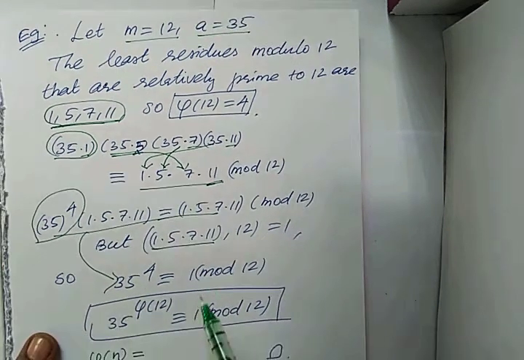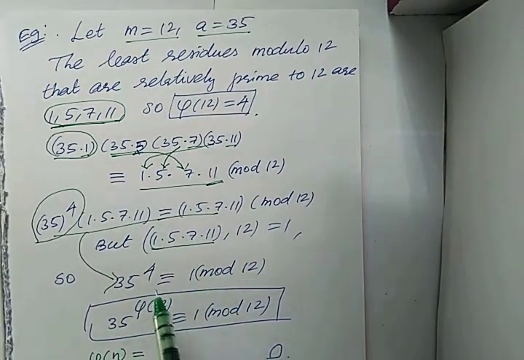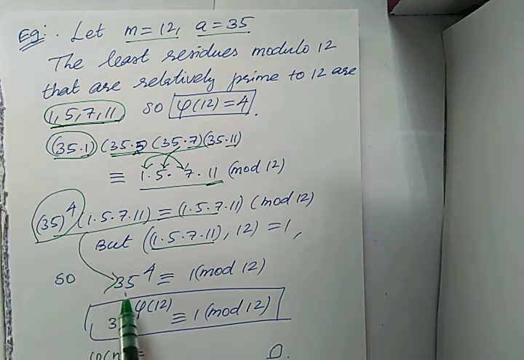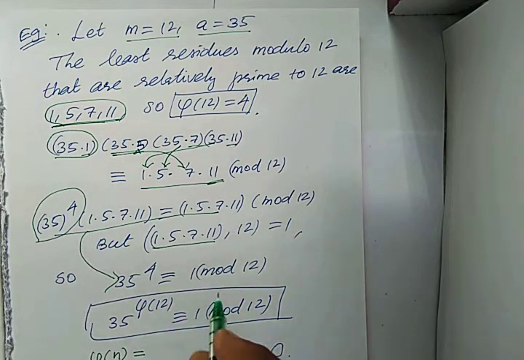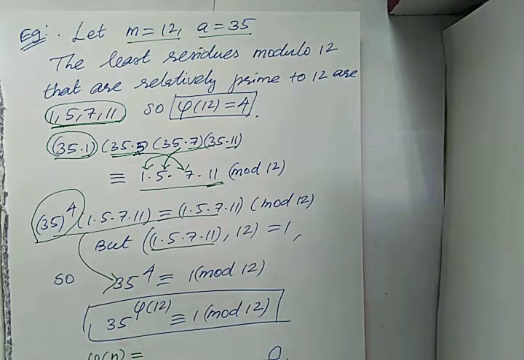That is the meaning. We have seen this as a theorem, right? So, 35 to the power 4 is congruent to 1 mod 12. What is this 4? This is phi of 12. So, we are going to see Euler's theorem in this similar format. Just recall now.